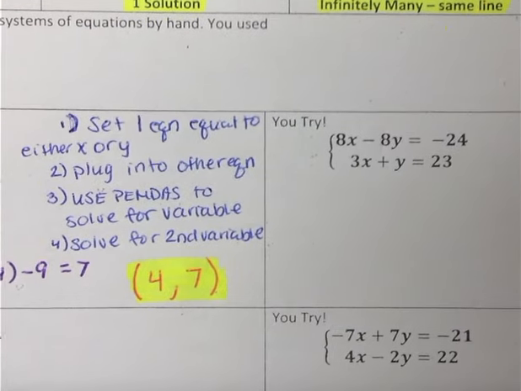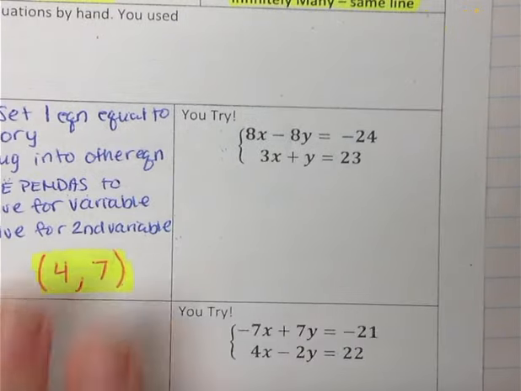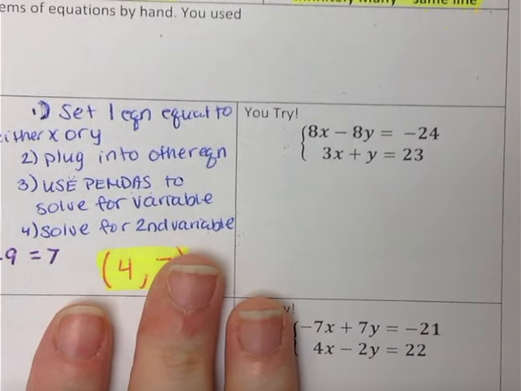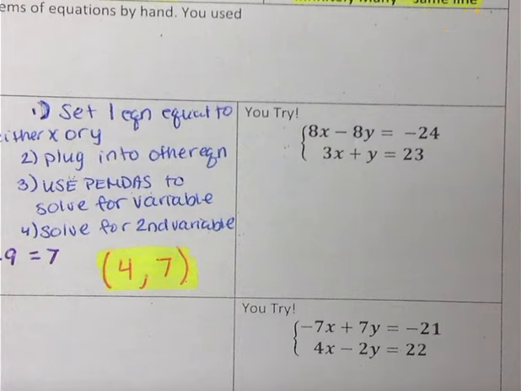Now you try the second example of substitution. We have to make sure we follow all the steps. So the first step is to set one of the equations equal to either x or y, and neither one of these is automatically equal to x or y. You could look at either equation to see which one is the easiest to do.